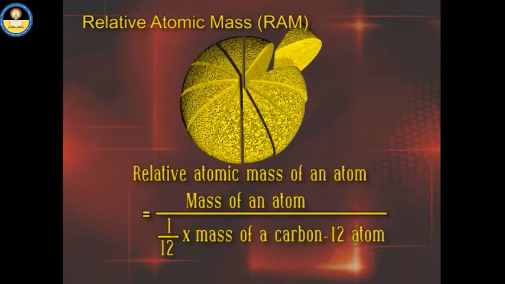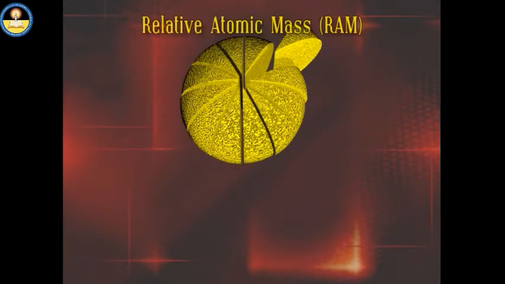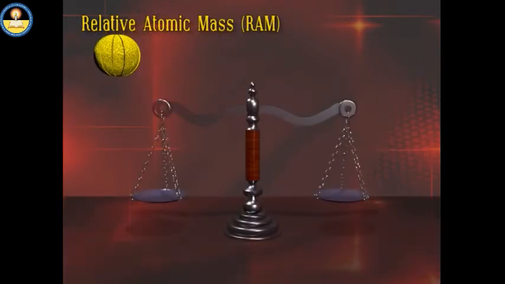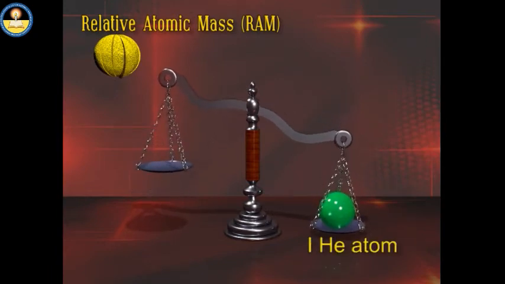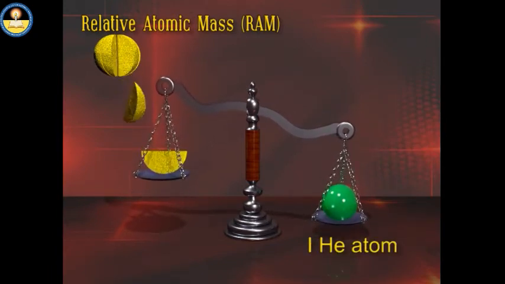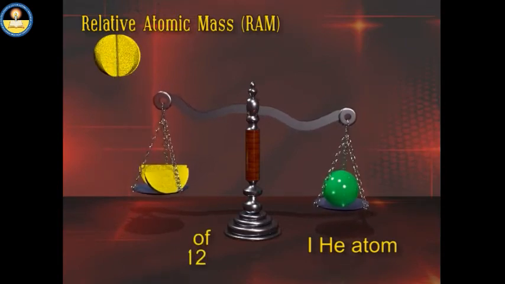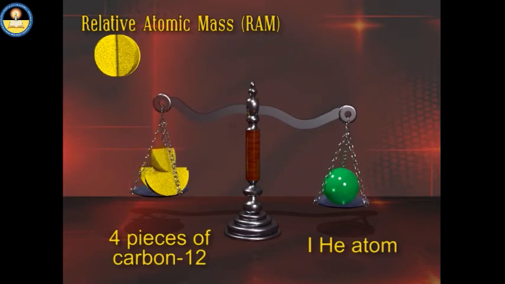Relative atomic mass is equal to mass of an atom divided by 1/12 of the mass of one carbon-12 atom. Let us explain relative atomic mass with the help of an example. We take a beam balance. Next, we place an atom of helium on one side. Now, in order to balance it, we place 4 pieces of 1/12 of a carbon atom.